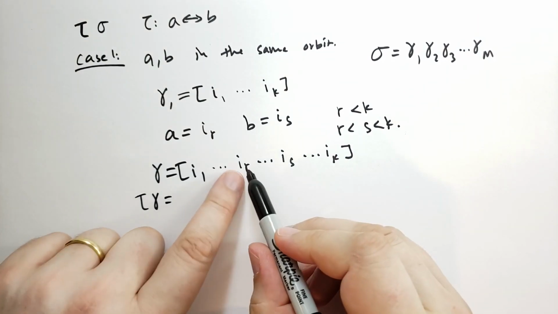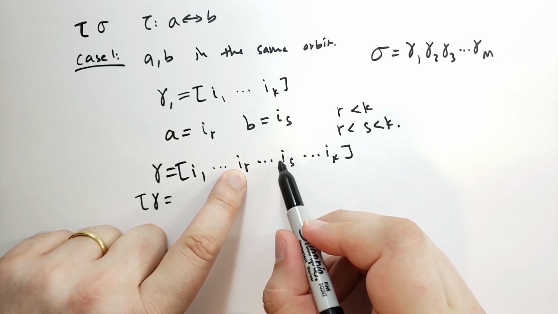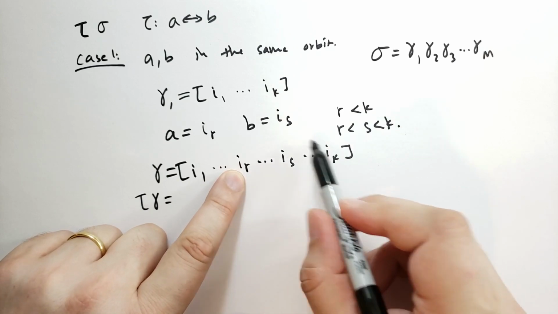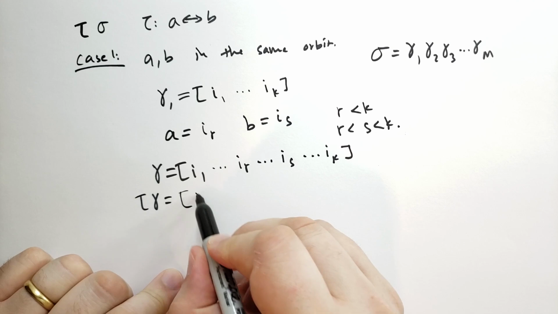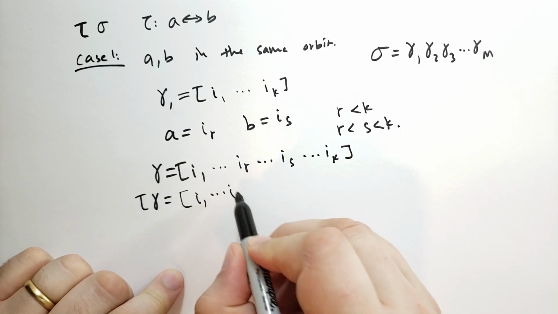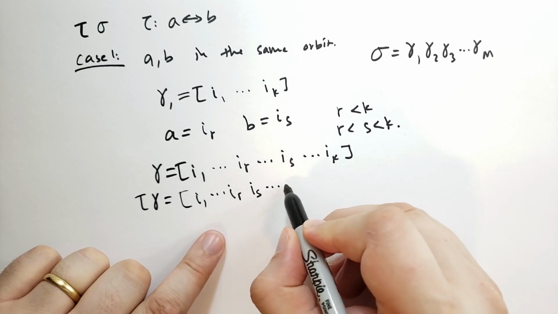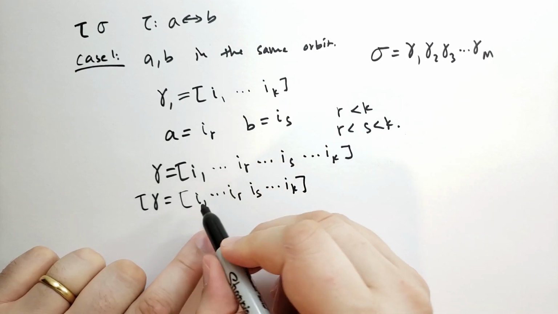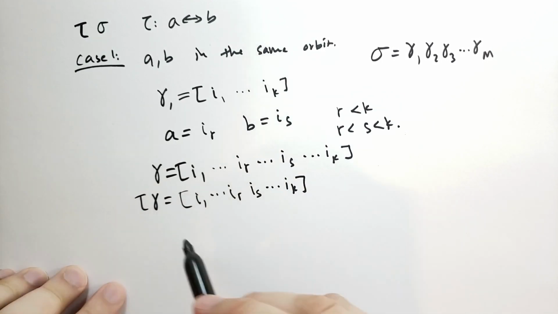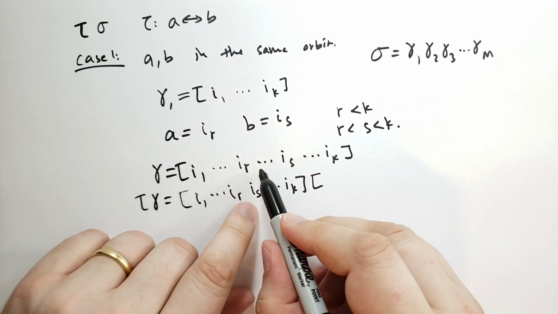Okay, and what is that going to do? It's going to cut out and skip all of that stuff and continue to k and then go back to there. So it's going to have one cycle that goes from i_1 all the way to i_r, and then i_r goes to i_s, and then it's going to go to i_k, and it's going to go back to 1. Okay, basically cut out those guts. And there's going to be another cycle inside here.